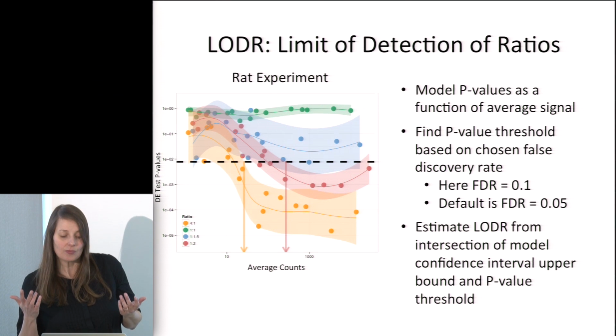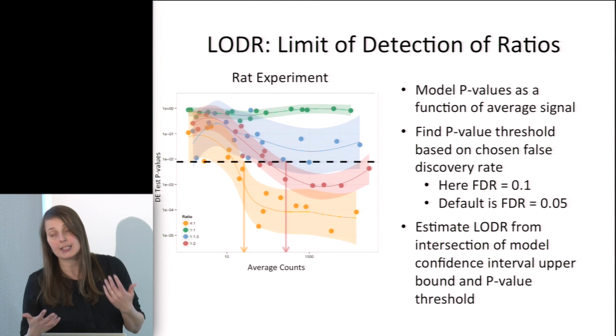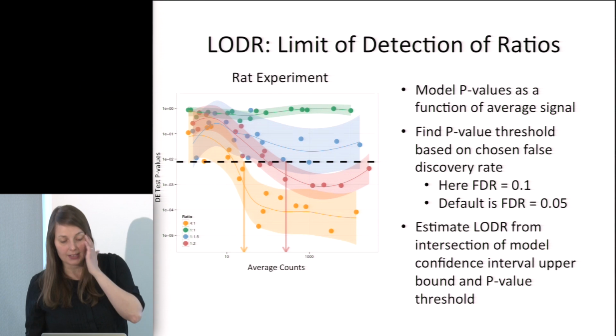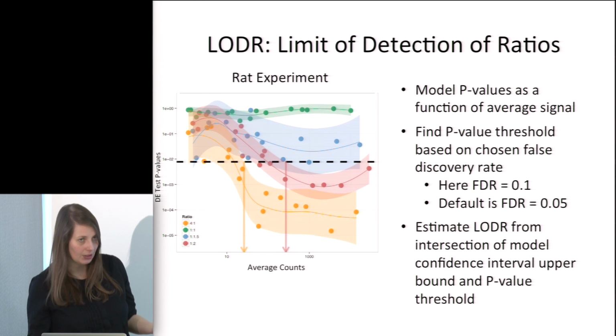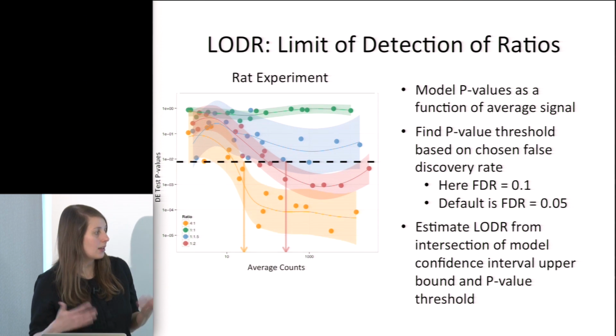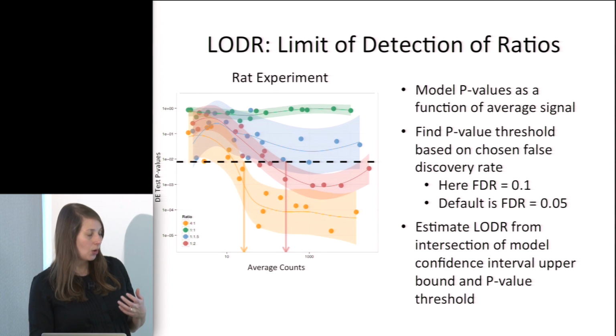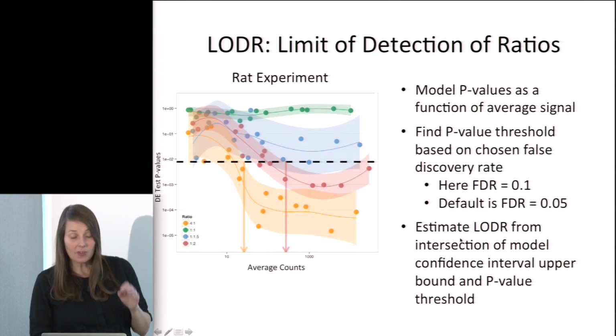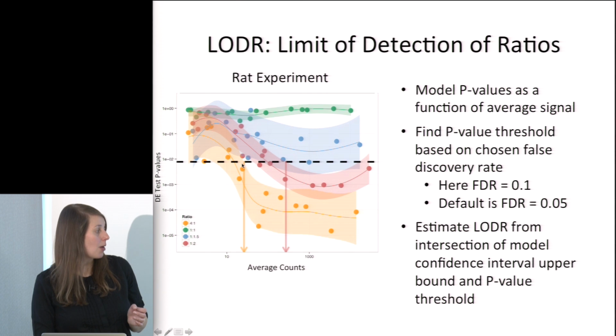In the ERCC dashboard software package, the default false discovery rate is set to 0.05, which is commonly used in the community. And so what we do is we estimate LODR for each of the differential ratios from the intersection of the model confidence interval upper bound.